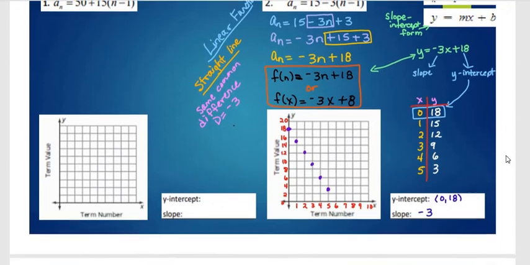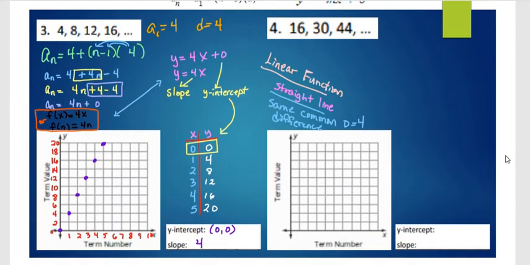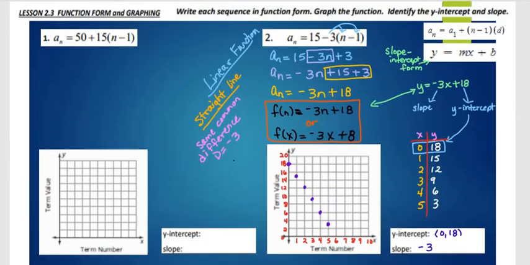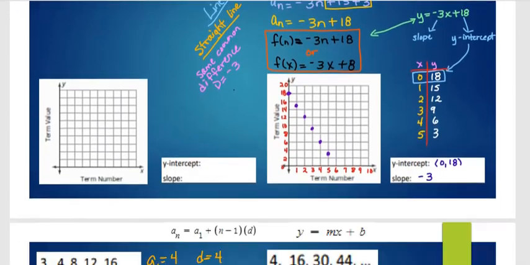Now, look at number 3. Number 3, we're going to do the same way, except this time the difference is you are given the first term and you have to find the common difference, whereas this one was already written in explicit form.